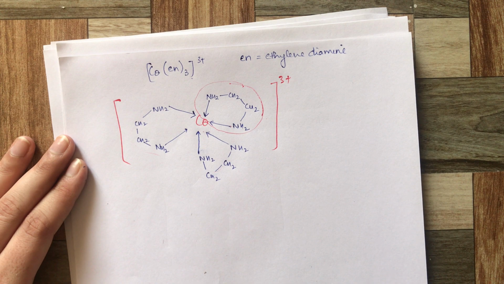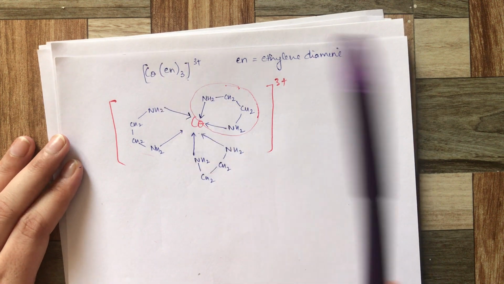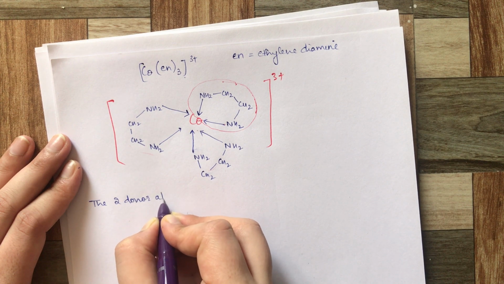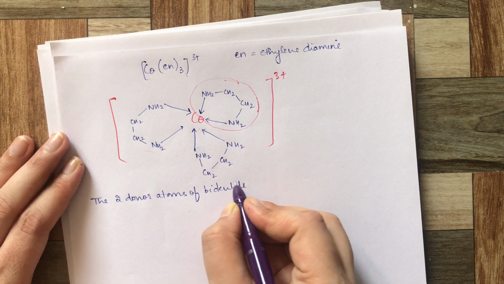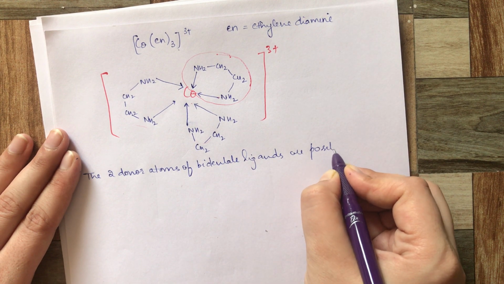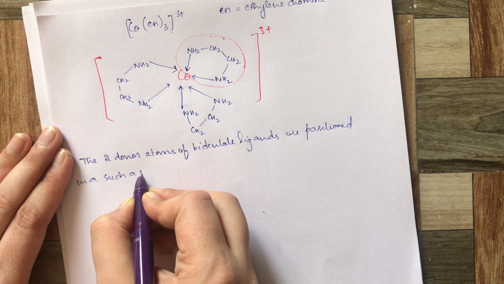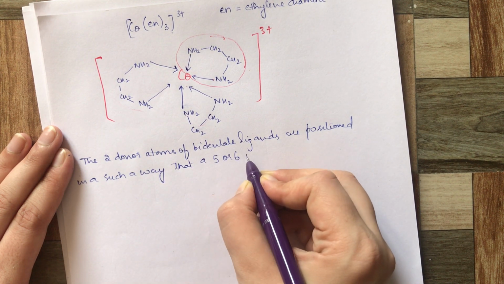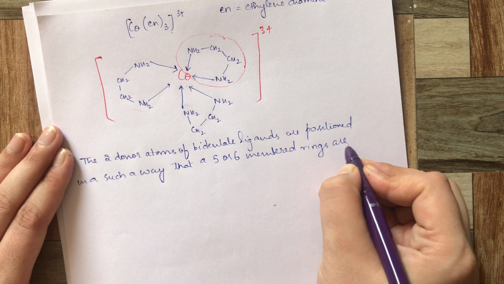Now if you see here a ring like structure is formed. Can you see it? There is the ring like structure. When the two donor atoms of bidentate ligands are positioned in such a way that 5 or 6 membered rings are formed.